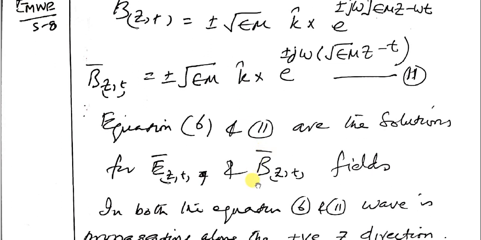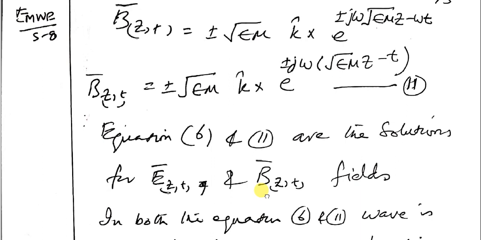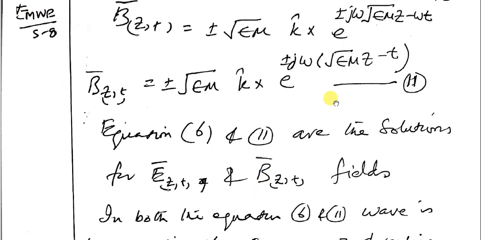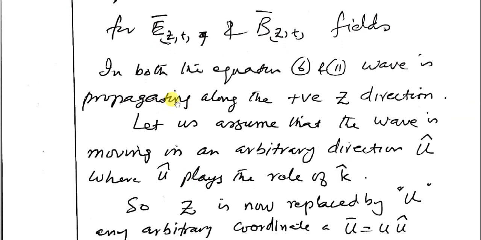Now equations 6 and 11 are the solutions. Equation 6 was about E, and equation 11 is about B. So these are the solutions we have found for the E and B fields. In both equations 6 and 11, the wave is propagating along the positive Z direction.